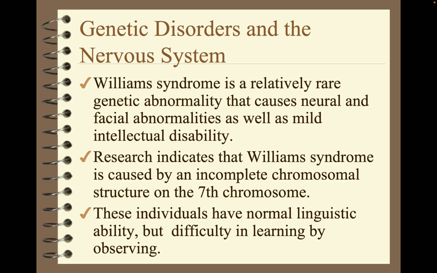Williams syndrome is a relatively rare genetic abnormality that causes neural and facial abnormalities as well as mild intellectual disability. Research indicates that Williams syndrome is caused by an incomplete chromosomal structure on the 7th chromosome. These individuals have normal linguistic ability but difficulty in learning by observing.